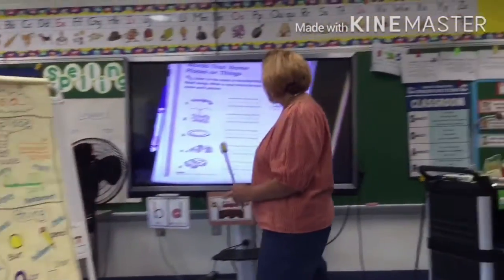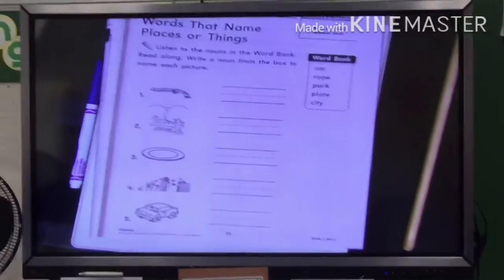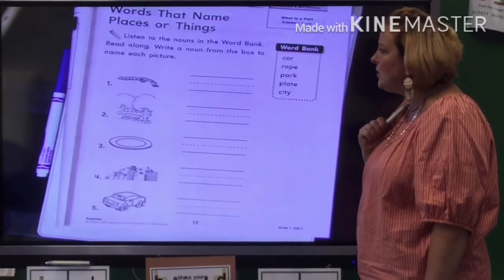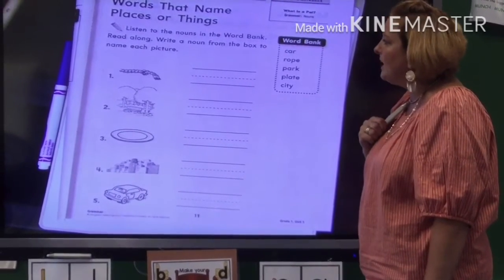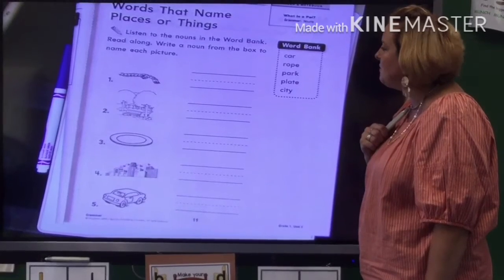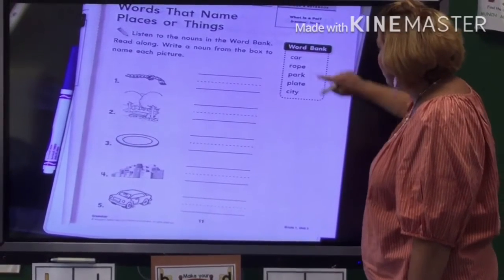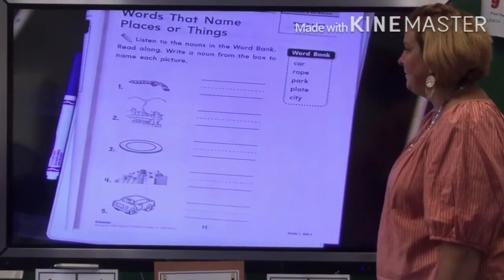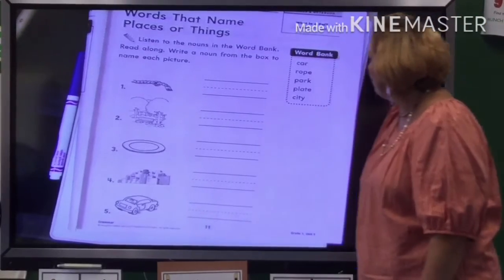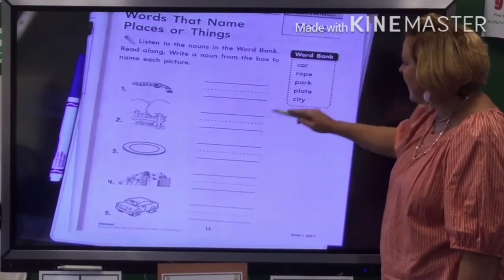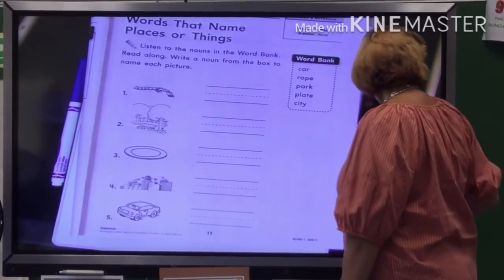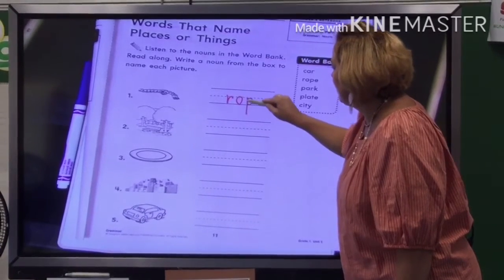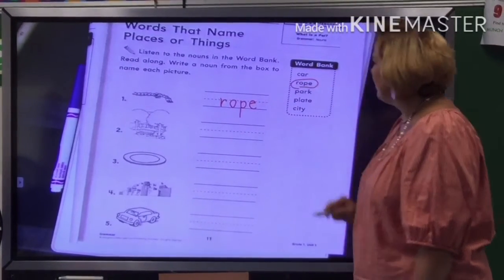Now, if you get your workbooks out, go to page 11. We're going to do our workbook page, and we're going to talk about nouns that name places or things. It says, listen to the nouns in the word bank. Read along and write a noun from the box to name each picture. Let's look at the words in the box. We have car, rope, park, plate, and city. Number 1, what does number 1 look like a picture of? And in a box, it looks like a rope. So we want to put rope on the line. And we use that, so we'll go ahead and just circle it.